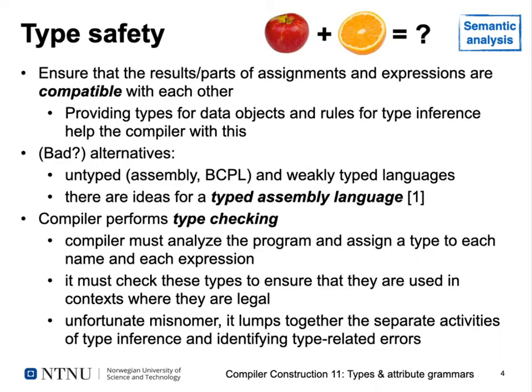So what our compiler should try to achieve is that our program is type safe. So type safety means that our compiler ensures that the results or parts of assignments and expressions are compatible with each other. So if we provide types for data objects and rules for type inference, we can help the compiler with this. Of course, you might have also seen programming languages where you don't need to declare any types of variables. So common languages for these are JavaScript or Python, where there is some sort of automatic type inference happening, but this can also go wrong in quite spectacular ways.